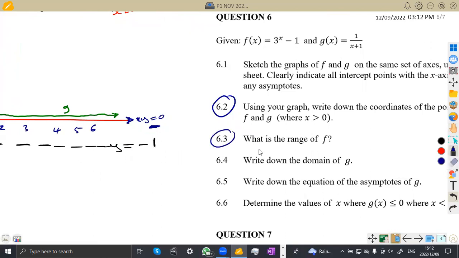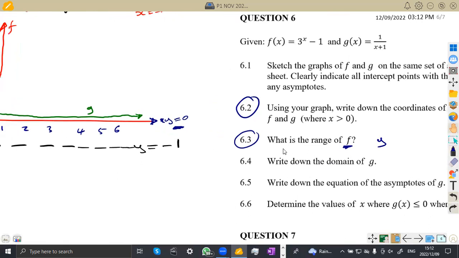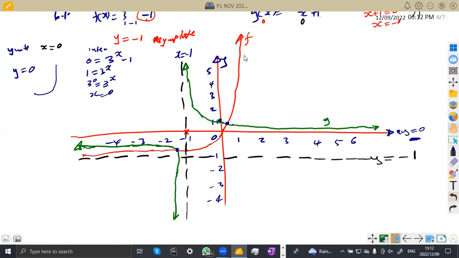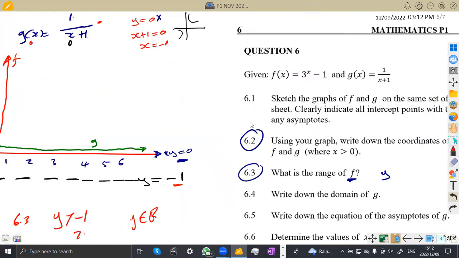On 6.3, all right, what is the range of f? The range, remember, we are talking about the values of y, okay? So the range of f is going to be determined here. This is our f. It is limited at y is equal to -1. So that means it won't be able to reach this value. So it is going to go from any value that is above -1 going up. So all these values going up are greater than -1. So y is greater than -1. That was actually the given range. All right, so that was direct actually.